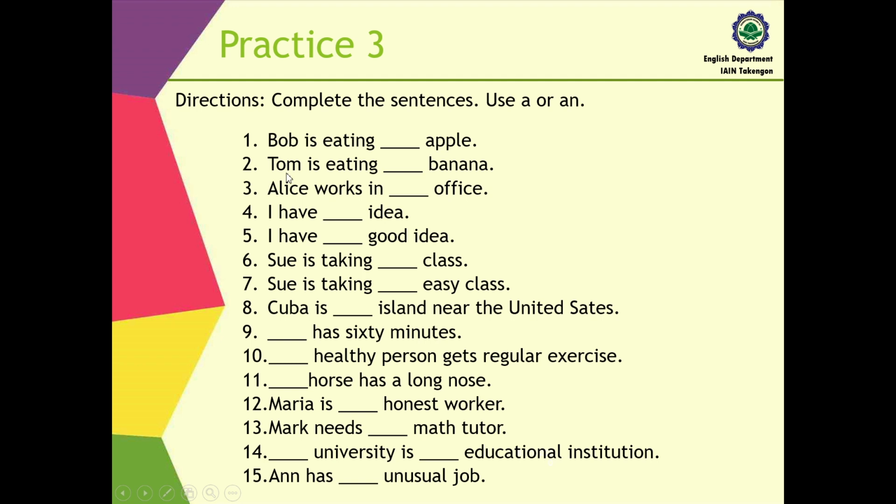Okay, number 2, Tom is eating blank banana. We should see the word banana. It starts with B, which is a consonant. So in this sentence, a is the appropriate answer. So Tom is eating a banana.